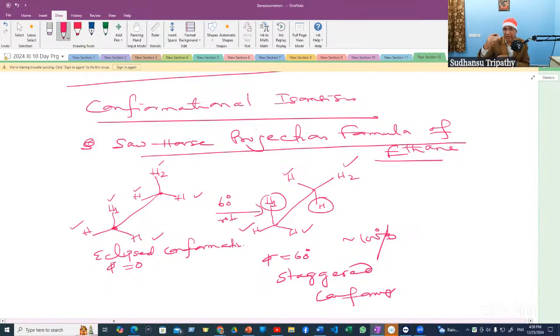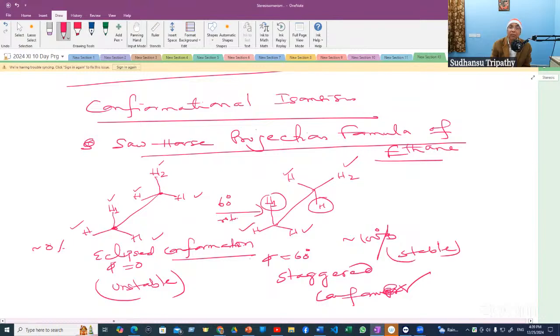But if you raise the temperature, because the energy gap, the enthalpy change between these two is about 5 to 6 kilocalories per mole, some of the molecules will go to the higher energy eclipsed conformation. Otherwise, at room temperature or in the vicinity, nearly 100% of the molecules remain in the staggered form. Actually, this is a staggered conformation. This is a conformation, not a conformer. It is highly unstable. This is highly stable, and in between the stability will vary. The most stable is this, and the least stable is this.